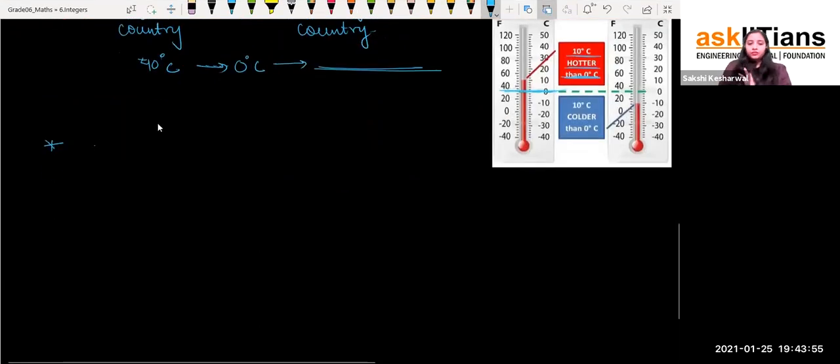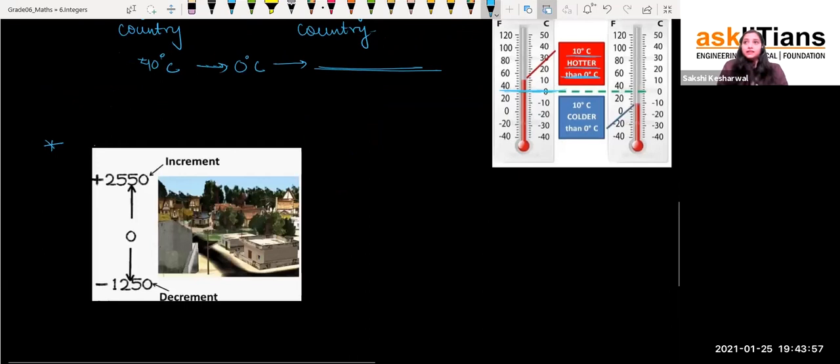If you're traveling in an aeroplane, you've heard pilots saying that we are around 1500 meters above the sea level. Yes or no? Yes. So we say above the sea level. So what have we marked?